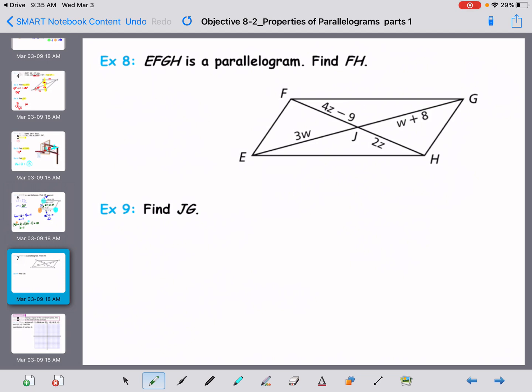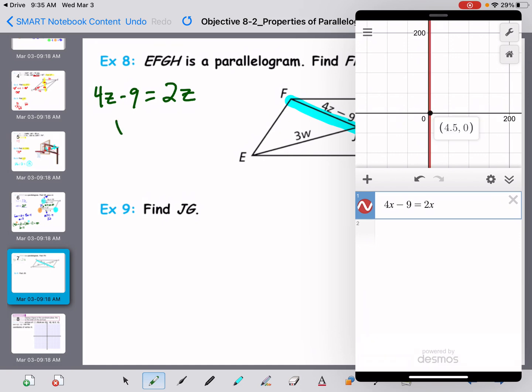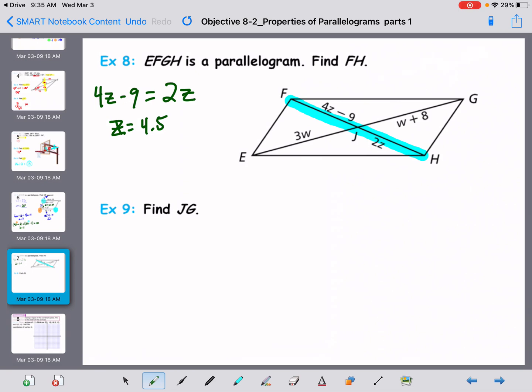Last example for today. EFG is a parallelogram. Find FH. Okay. So I need to find FH. Well, let's see here. It's bisected. And since it's bisected, I know that 4z minus 9 equals 2z. Not really sure how this is going to help me just yet, but let's figure it out. 4z minus 9 equals 2z. Z equals 4.5. Great, now what? Did I answer my question?